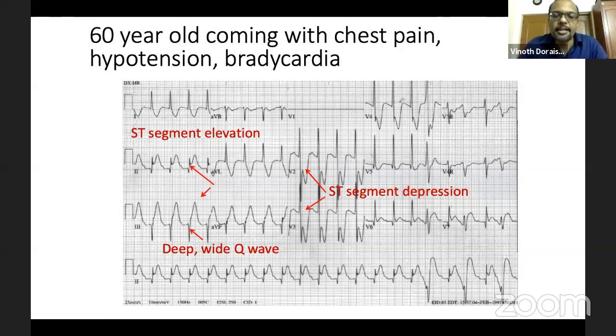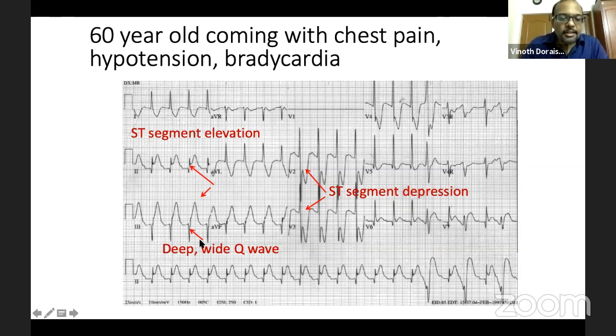The left anterior descending artery will usually supply the anteroseptal portion. So in the V2 and V3 leads, if you have these changes, it is due to a blockage of the left anterior descending artery. And the left circumflex artery supplies the lateral leads. So if in the lateral leads you have this combination of findings of deep Q waves and ST segment elevation, that means the LCX is blocked.